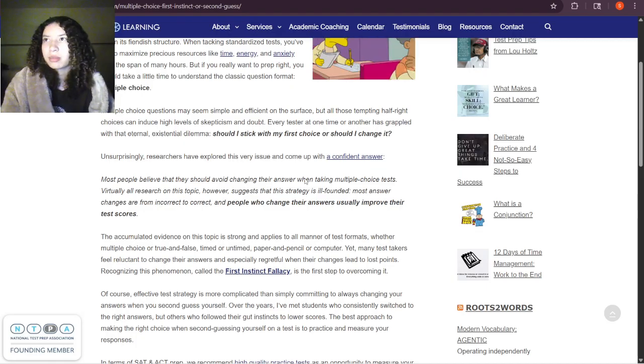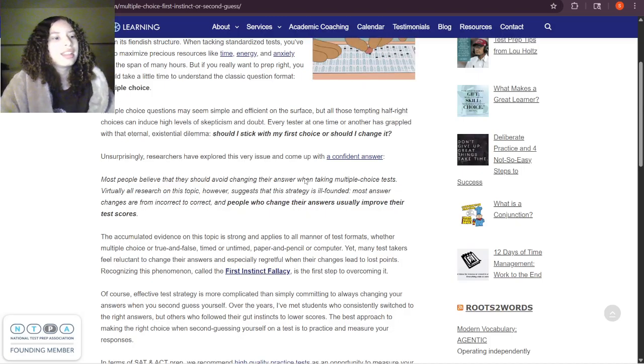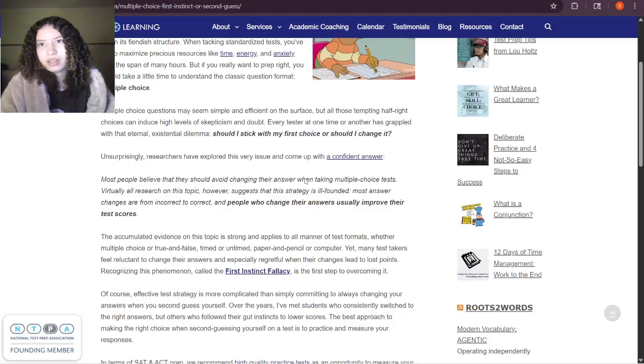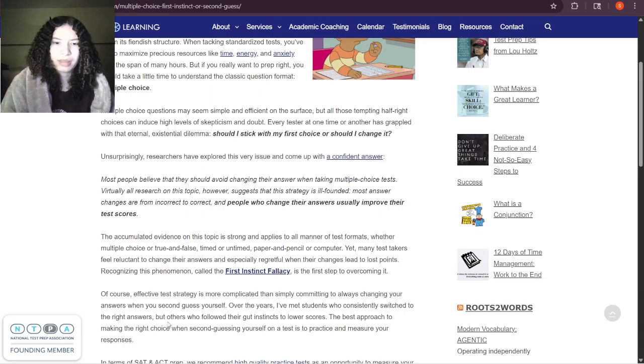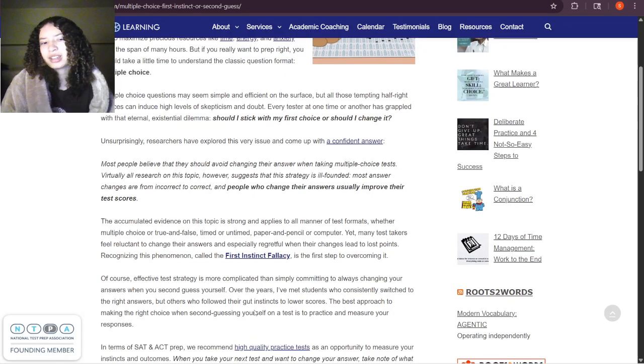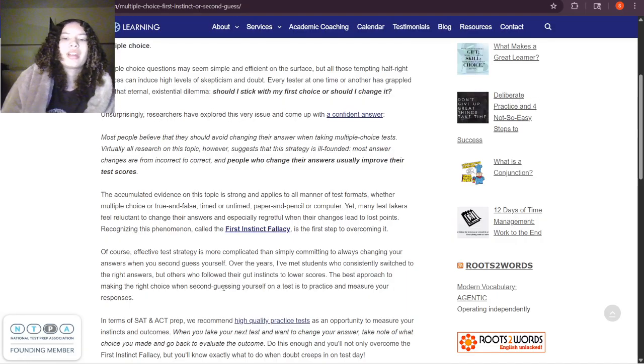Okay, I actually learned something new, because I really thought that was a real thing. I can't even be fully convinced it isn't, because I swear I remember multiple times I would change an answer on a test and then it would be wrong. I guess the research says otherwise. It says over the years I've met students who consistently switched to the right answers, but others who followed their gut instincts to lower scores. The best approach is to practice and measure responses. So it could depend on the person. I don't know.